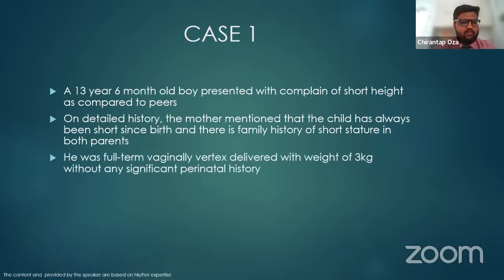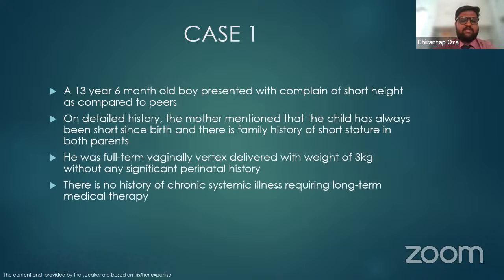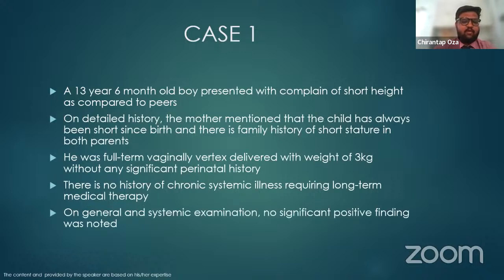He was a full-term vaginally vertex delivered boy with a weight of 3 kg at birth without any significant perinatal history. There is no history of any chronic systemic illness that required long-term medical therapy. On general and systemic examination, no significant positive finding was noted.